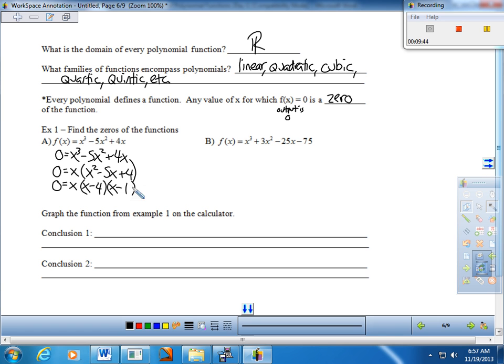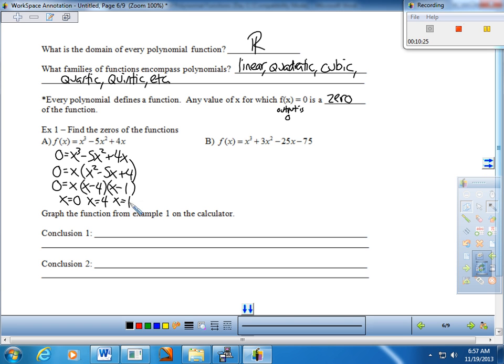We've talked about this before, where I have factors set to 0. And what that means is if any of these factors are 0, then it makes the entire quantity equal to 0, and hence it would balance the equation. So what would make x 0? What would make x minus 4 0? What would make x minus 1 0? And again, I hope you all agree with me that we would get these three values when all said and done.